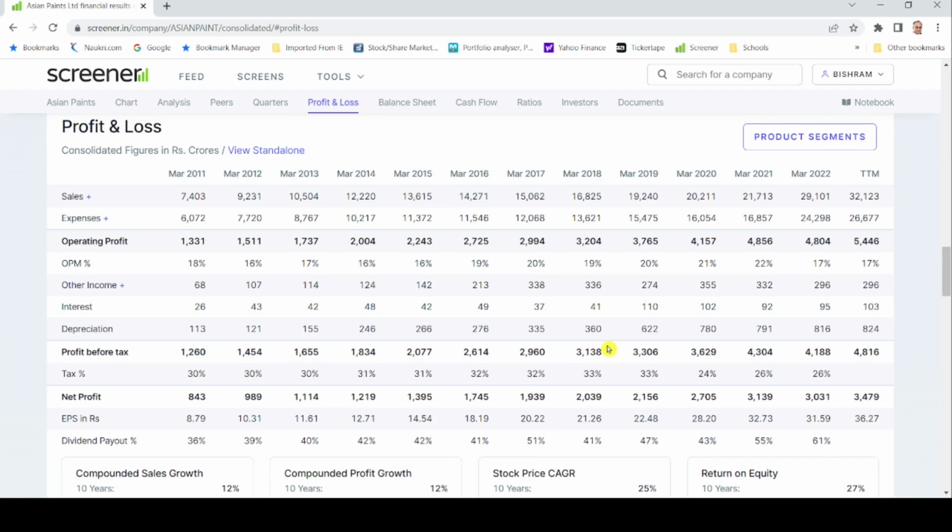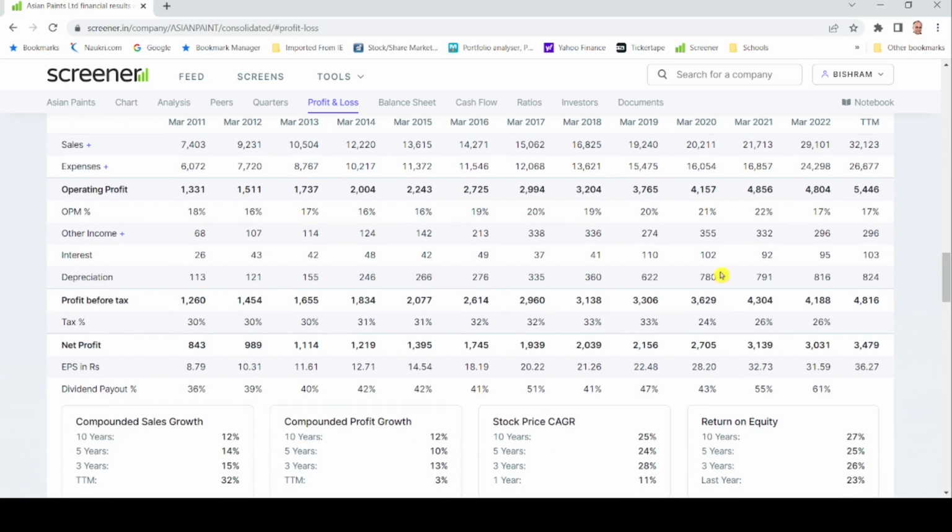Now let's look at their profit and loss. In 10 years, the sales had multiplied from 7,400 to 29,000 crores, 4.5 times. And so is the case of net profit, 843 to 3,000, about 4 times. When you look at the parameter at the bottom, sales growth is more than 10%. Normally you should look for sales growth which is more than 10%. So in 3 years, 5 years and 10 years time frame, it is giving consistently high sales growth. Similarly, profit growth also is more than 10% every year.